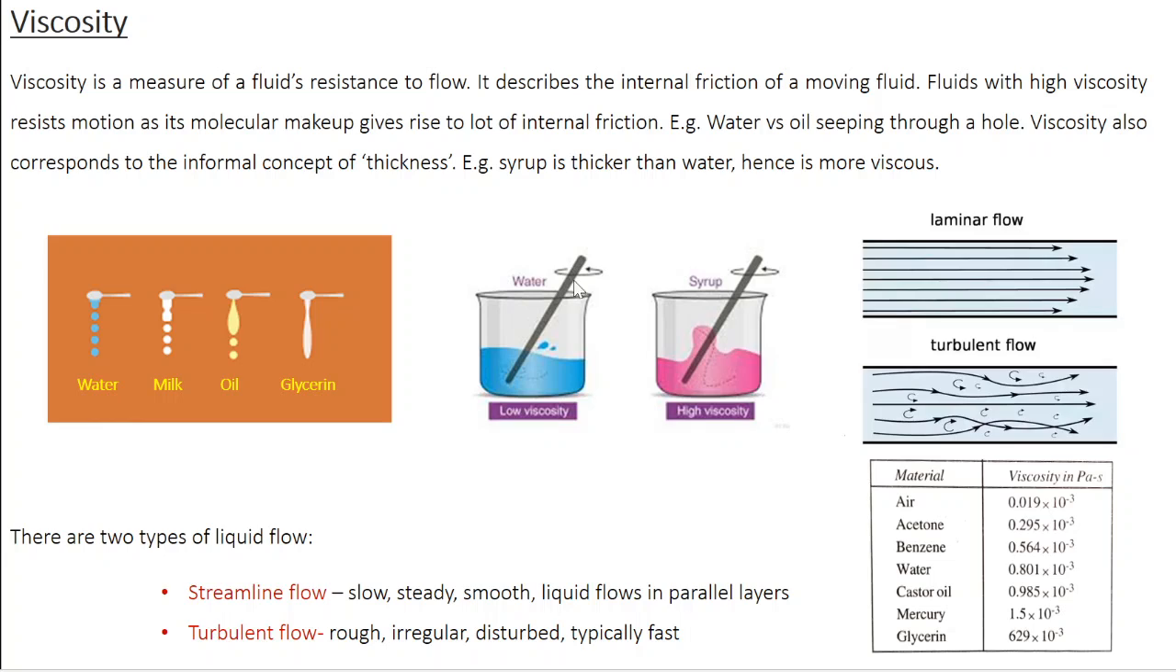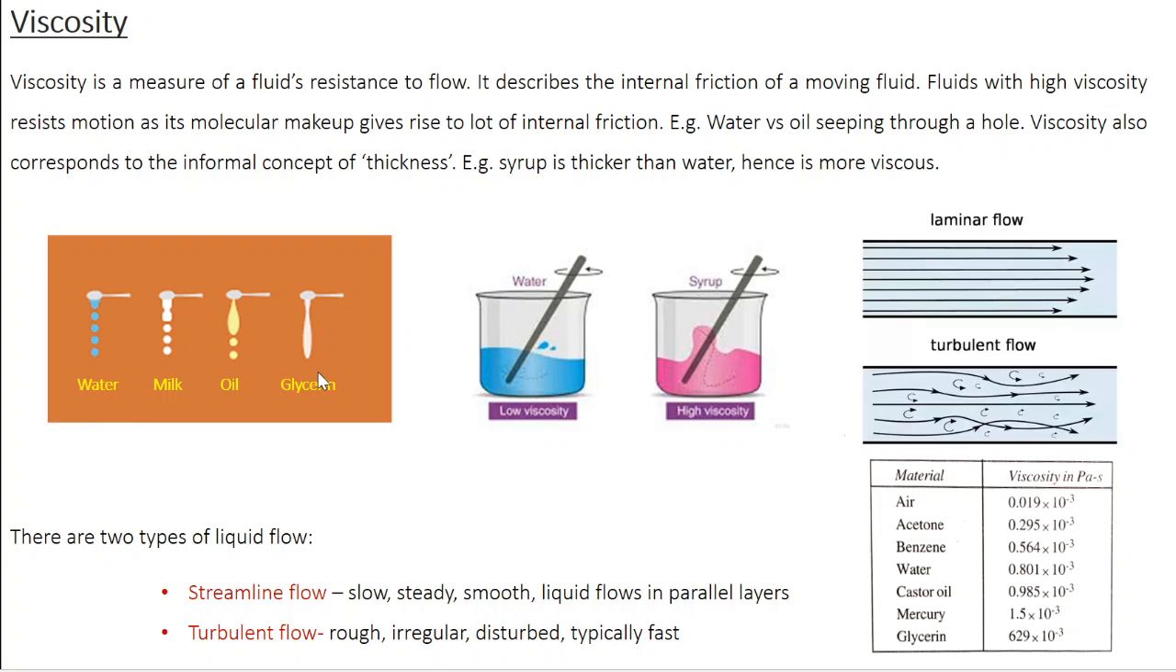It's a measure of a fluid's resistance to flow. In other words, it describes the internal friction of a moving fluid. Fluids with high viscosity resist motion as their molecular makeup gives rise to a lot of internal friction. I can illustrate with the example of water versus oil seeping through a hole. You will notice that water is going to flow freely, whereas oil flow is not as free. This is because oil has a higher viscosity compared to water, because viscous force is something which resists free flow.